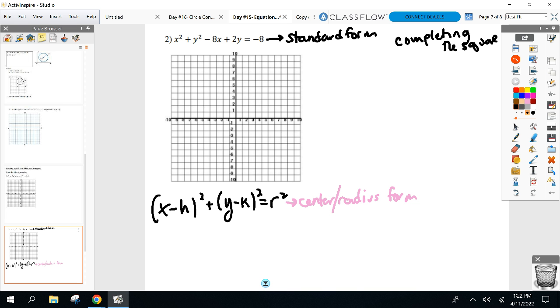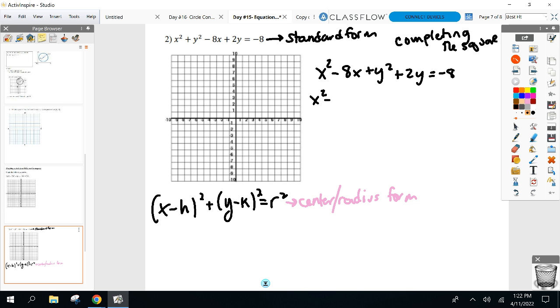Everyone see the -8? It's on the other side. Perfect. Second step, group the x's and the y's together. Rewrite the equation. X squared with -8x, y squared with 2y, all equal to -8. Now let's start this complete the square process. You're going to do it twice, once on the x's and once on the y's.